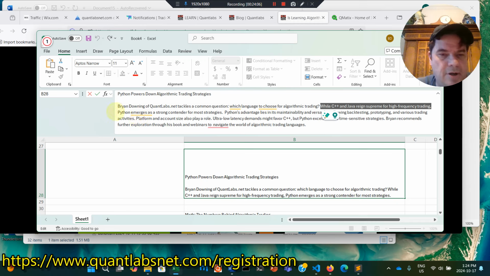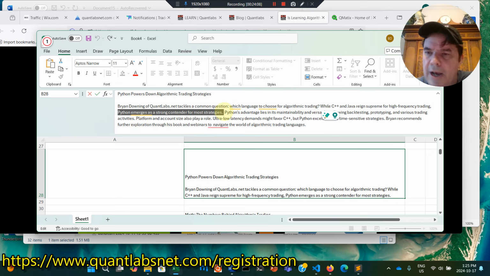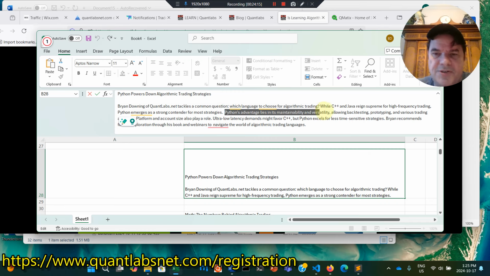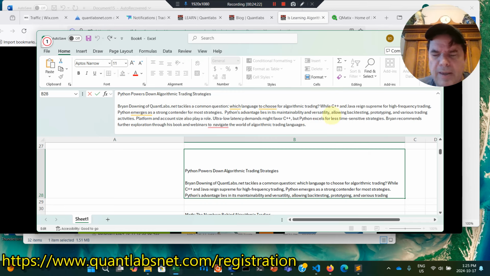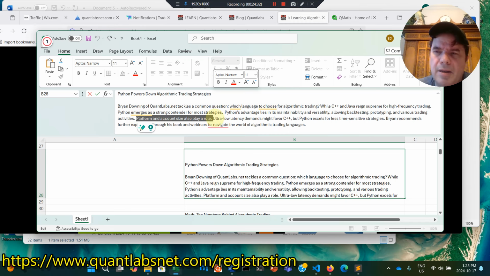So Python emerges as a strong contender for most strategies, for the prototyping, which I mentioned in MATLAB. The advantage is that Python gives you, and still does, how versatile the language is and how easy it is to maintain, for the backtesting, the prototyping, and the various other components that go into trading. So again, depending upon what you want to do, the platform and account size is going to play a role.